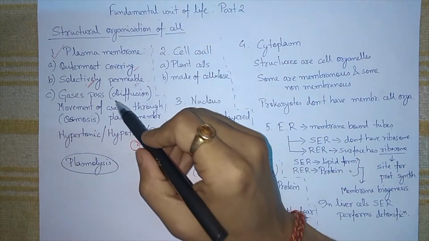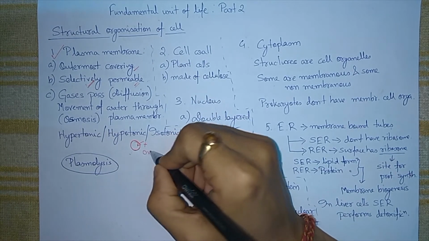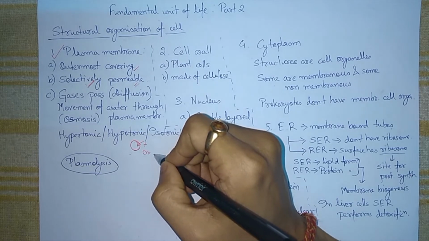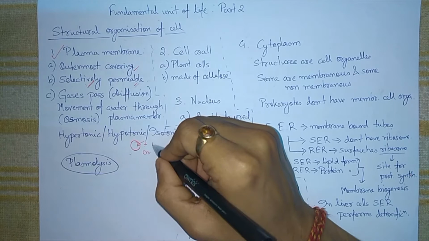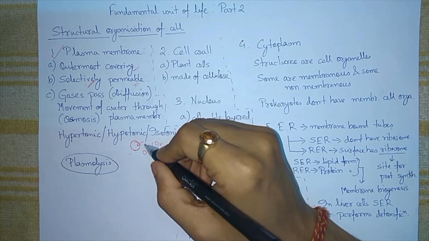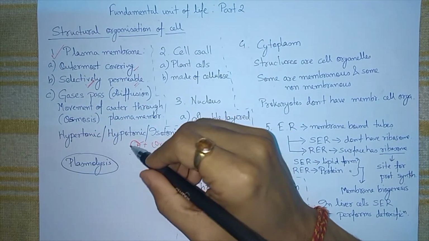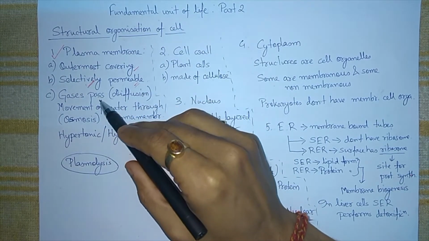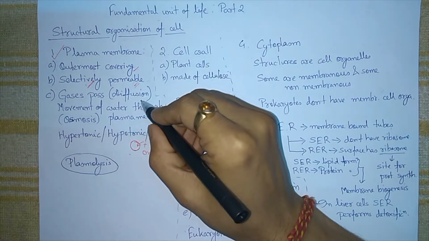We all know that cells need oxygen for breakdown of food and obtaining energy, and after breakdown of the food, that is after respiration, carbon dioxide is generated. So oxygen must pass through the membrane and carbon dioxide should come out through the membrane. So gases pass through the plasma membrane by the process of diffusion.